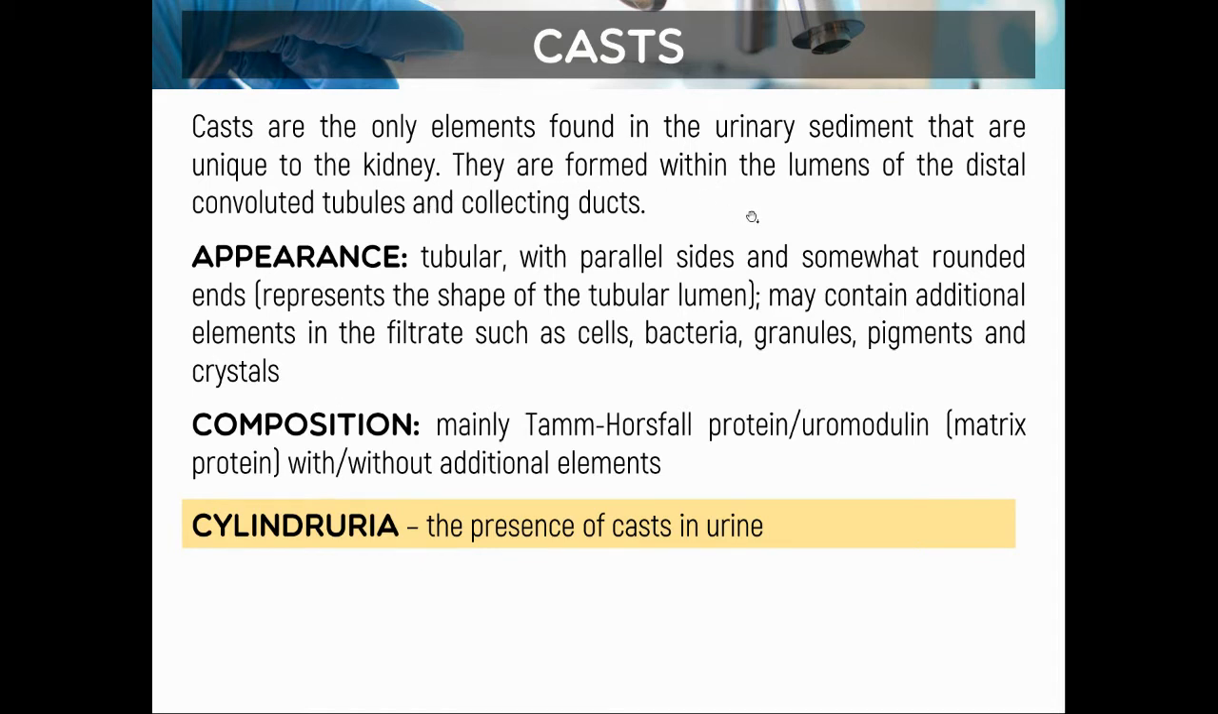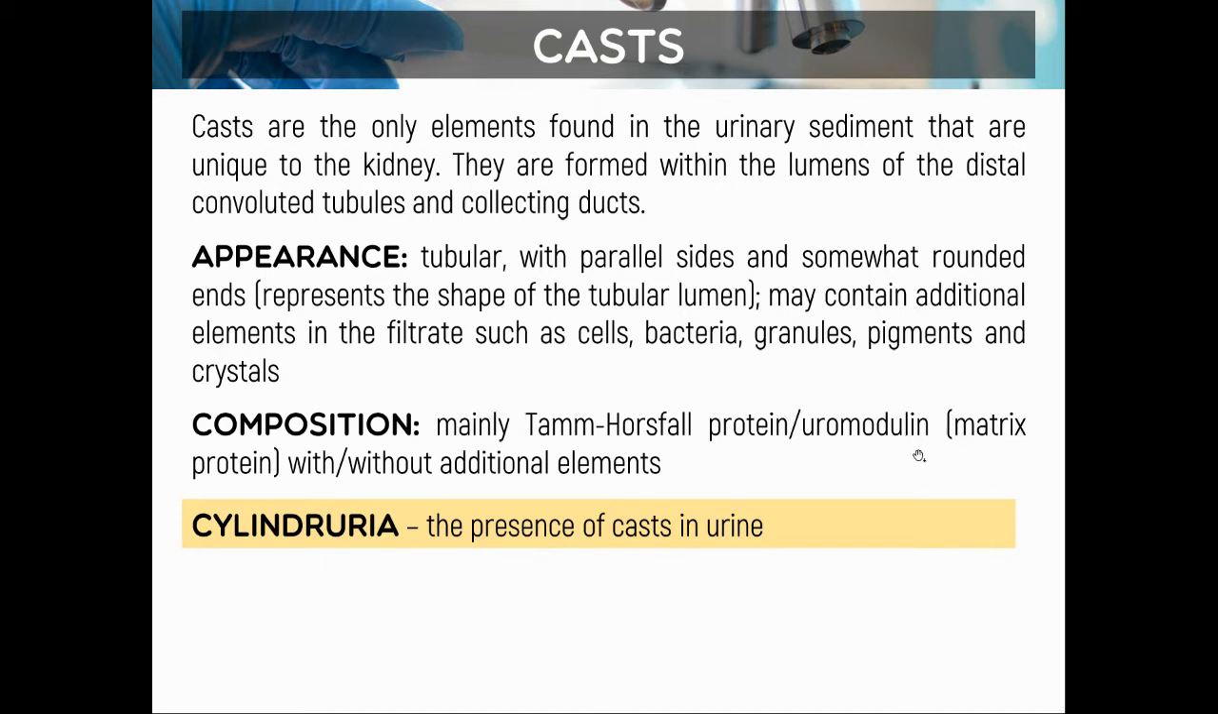And again, casts are formed either in the DCT or in the collecting ducts. Their appearance is tubular with parallel sides and somewhat rounded ends because they represent the shape of the tubules where they were formed. Also, casts may contain additional elements. For example, the tubules contain different types of filtrate that stay there, such as cells, bacteria, granules, pigments, or different types of crystals. Their composition is Tamm-Horsfall protein, which is the old name, and uromodulin is the term we use now.